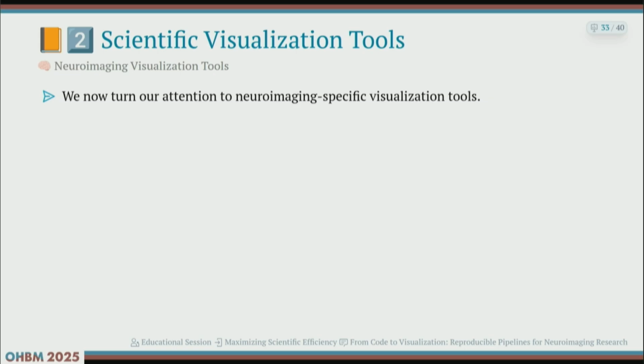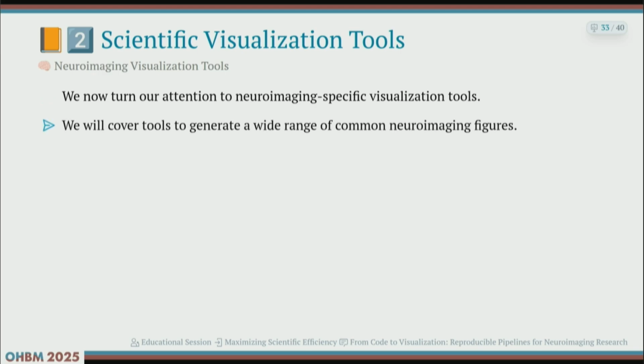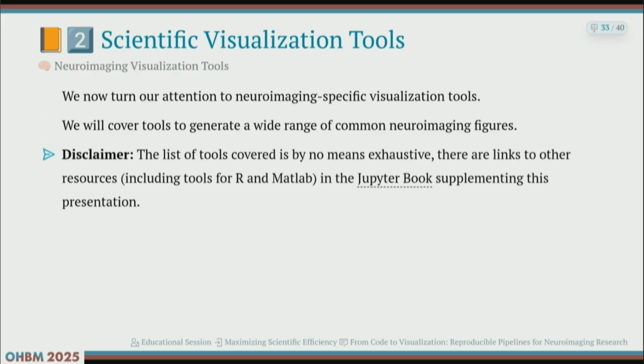Now, with all that being said, let's move to the final bit, which is visualizing neuroimaging specific data. We'll cover a range of tools that help us with that, and I should mention that this list of tools is by no means complete. And in the accompanying website, I've put references to articles that try to provide a more exhaustive list of tools. These are just to showcase that these things can be done in a code-based environment.